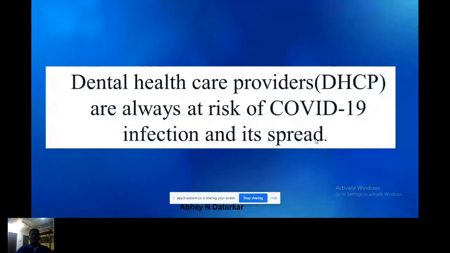Okay. As I told you, dental health care providers, the DHCP, are always at risk of COVID-19 infection and its spread. Now, you will ask me why? Because if you see the hierarchy of this particular pyramid, the dental surgeons are at the top, and there is a 90% possibility of the dentist getting infected from COVID-19 or the coronavirus. The reason is we are actually working in an area where this virus is going to lie.